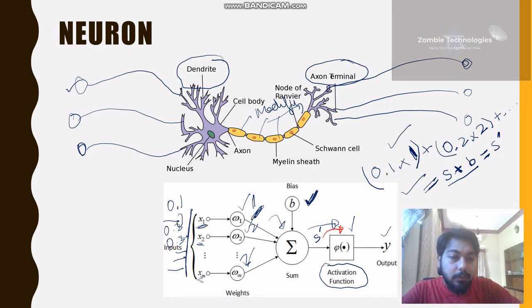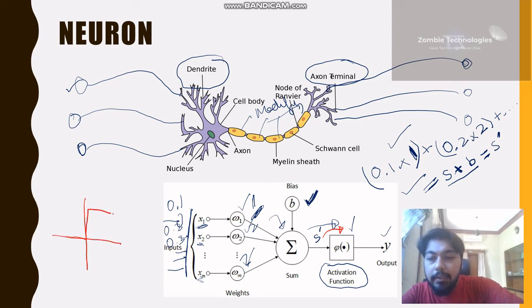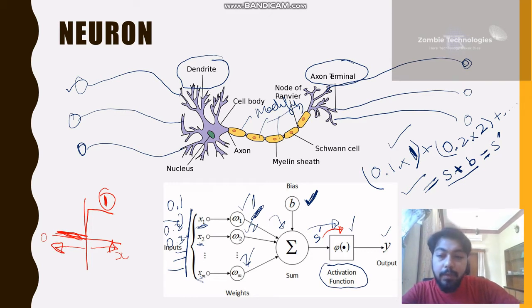The activation function is nothing but a mathematical function, for example a step function. You know the property of a step function. It is 1 for all the inputs which are greater than 0, and it is 0 for all the inputs which are less than 0. This is the x-axis.